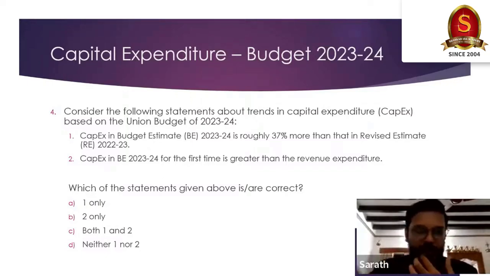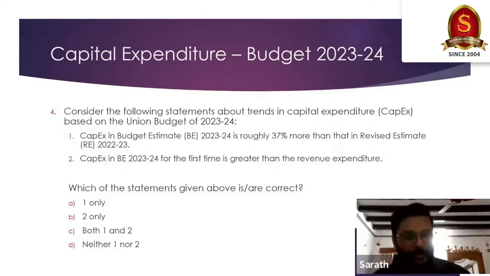The next five questions, including this one and the next four questions, are going to be an analysis of the budget. So what are the trends that are observed in the budget? Decadal probably, decadal is there, plus yearly is also there.